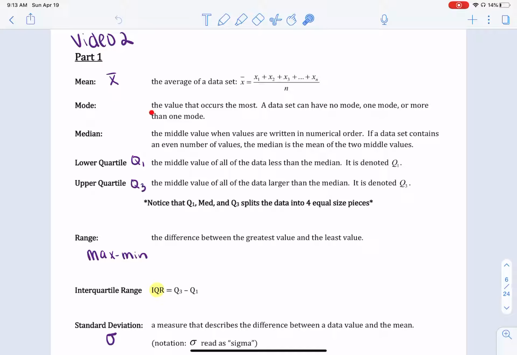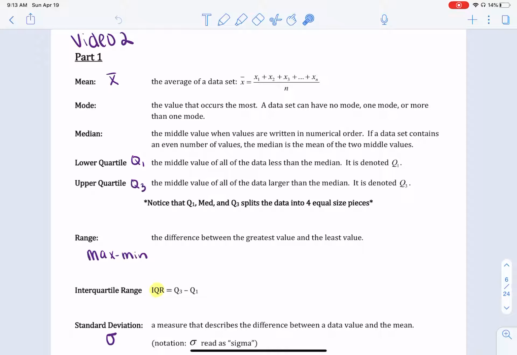The mode is the value that occurs the most. A data set can have no mode, one mode, or more than one mode. The median is the middle value when values are written in numerical order. If a data set contains an even number of values, the median is the mean of the two middle values.